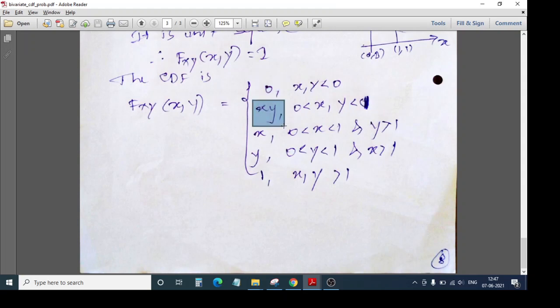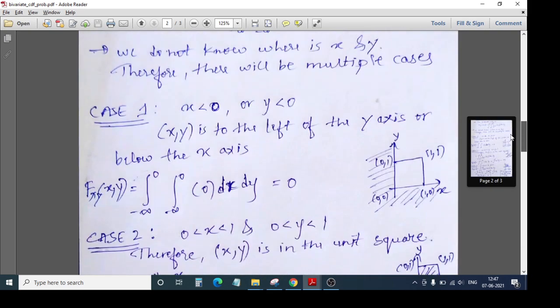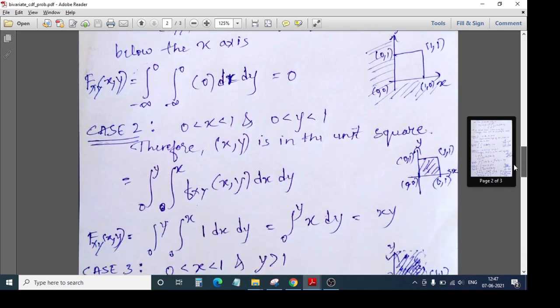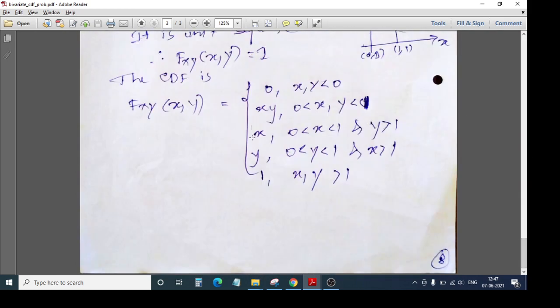That is case number, what is this case, friends? Please observe, xy is case number 2. Next we have x when y is greater than 1, case number 3. Next we have y when x is greater than 1, and finally we have 1 when both are greater than 1.